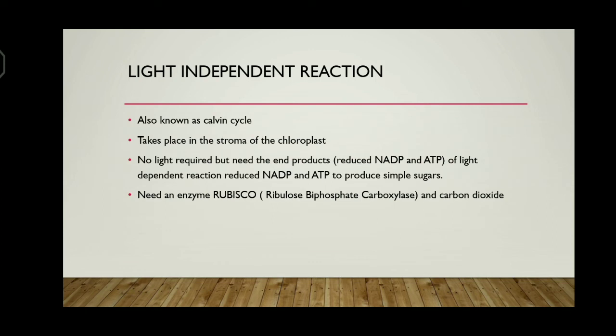Next point is light independent reaction. In photosynthesis, also known as the Calvin cycle, it takes place in the stroma of the chloroplast. No light is required, but it needs the end products, reduced NADP and ATP, of the light dependent reaction to produce simple sugar. Next point, it needs an enzyme, RuBisCO, ribulose bisphosphate carboxylase, and carbon dioxide.